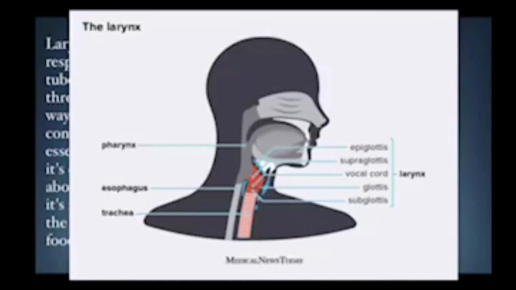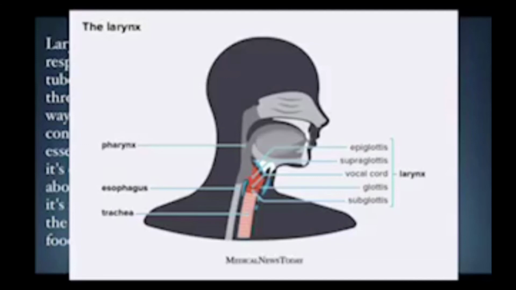The larynx is part of our respiratory system. It is a hollow tube that lets air pass from our throat to our trachea on the way to our lungs. It also contains our vocal cords and is essential to human speech, so it's often called the voice box. It is a tube about 2 inches long in adults and sits above the windpipe in the neck and in front of the foodpipe, or esophagus.